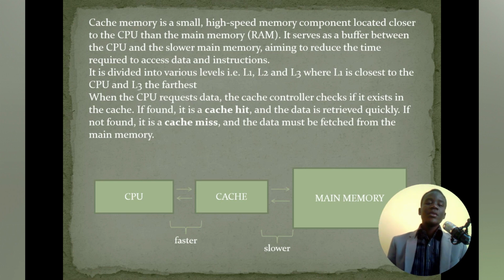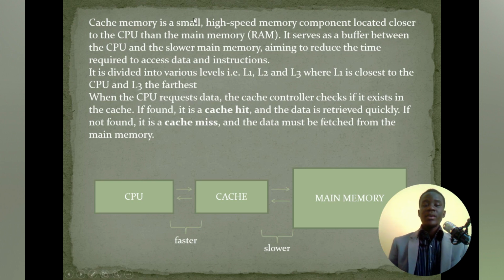Now when the CPU requests data, the cache controller checks if it exists in the cache. When it finds it, it gets that data and delivers it to the CPU, and that's a cache hit. What if the data isn't there? It's a cache miss, meaning it has to get that data from the main memory instead, which is slower.